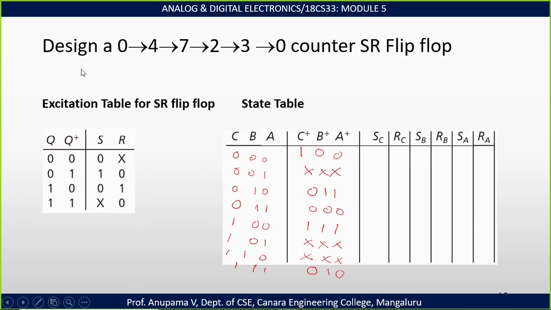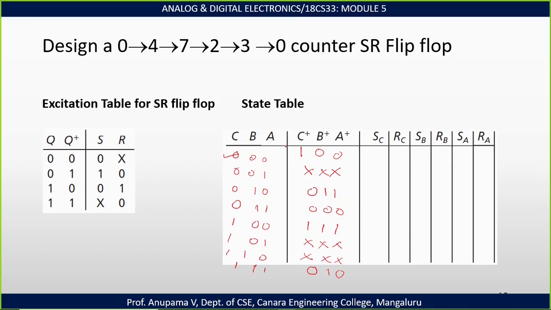So, here CBA represent the name of the flip-flops. That is, we have 3 flip-flops. CBA are the 3 flip-flops. Similarly, SC and RC are the inputs for the C flip-flop, SB and RB are the inputs for the B flip-flop, and SA and RA are the inputs for flip-flop A. Now we have to predict the values of SC and RC using the state table or transition table.